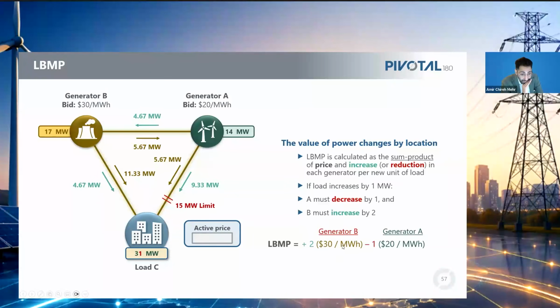2 times 30 is $60 per megawatt hour, minus the one that we're avoiding from A, or $40 per megawatt hour. So despite the fact that this generator has a bid price of 30 and this one has 20, the net price that everyone's paying is that difference to cover the congestion cost of 40. So suddenly our actual price is higher than the bid price for both power plants because of the interaction that's created by congestion.